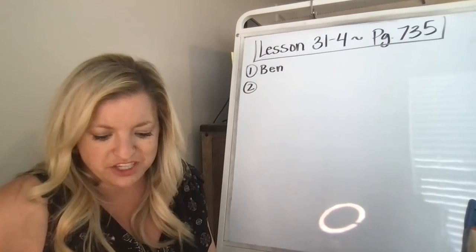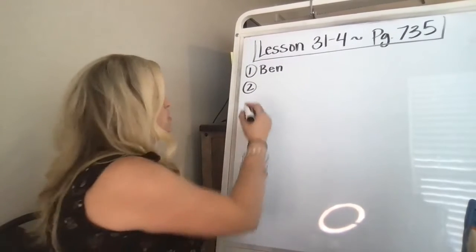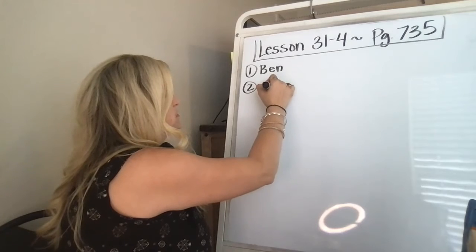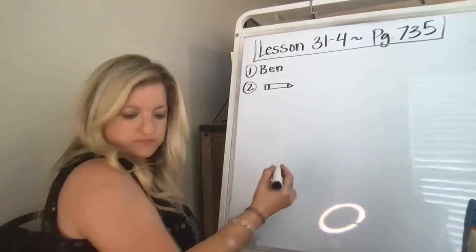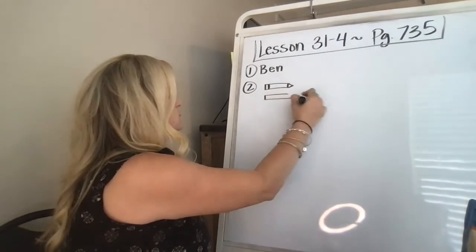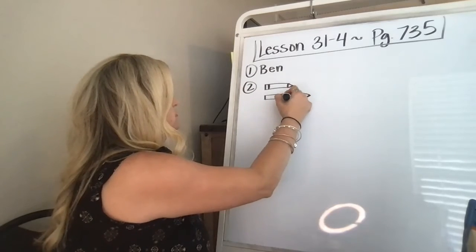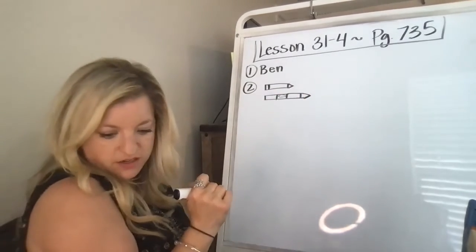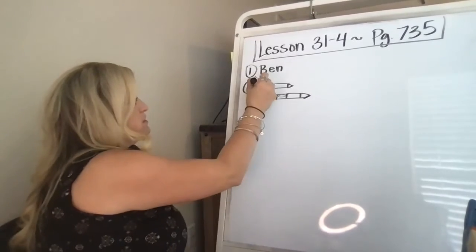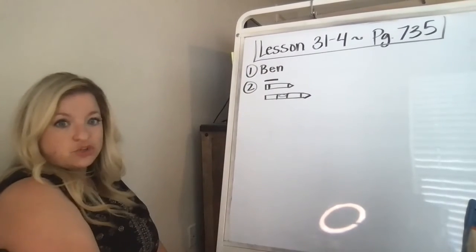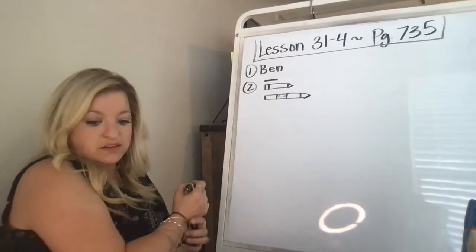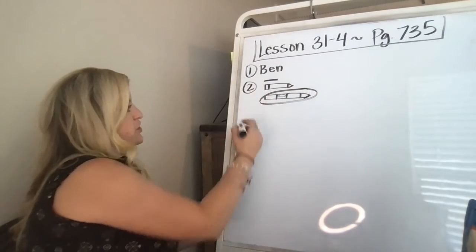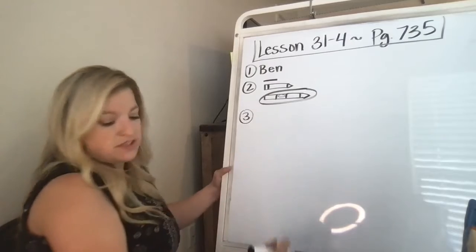Number 2, draw a line that is shorter than the pencil and circle the longest object. Here's the crayon. Okay, there's the crayon in there, right? So draw a line that is shorter than the pencil. Shorter, it doesn't say how much shorter, right? Circle the longest object. It's that crayon. The crayon is definitely the longest object.